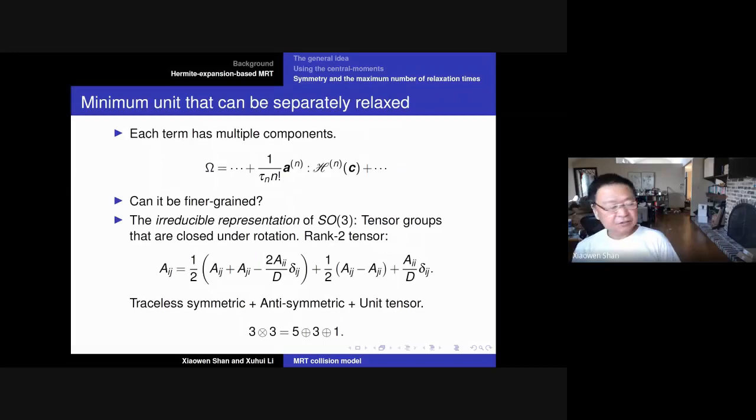So the last topic that I'd like to talk about is, a natural question to ask: why assign one number to the entire Hermite polynomials? What's the reason for the whole polynomials to have a single relaxation time? Actually, the Hermite polynomial has multiple components. Why not assign separate numbers to separate components? Actually, this is due to the constraint of the symmetry. We know the fundamental requirement for a physics law is that it shouldn't be affected by spatial rotation.